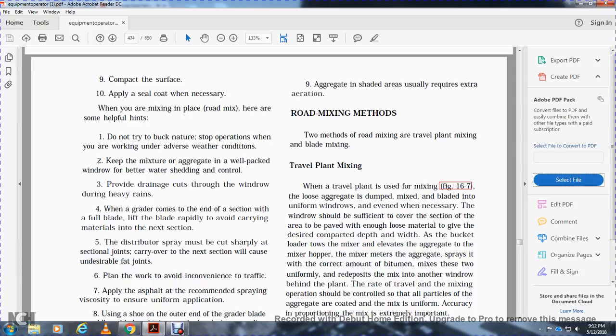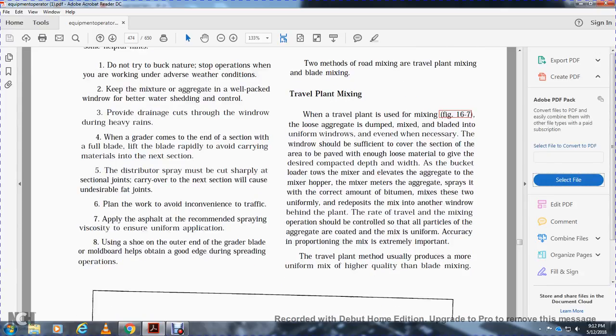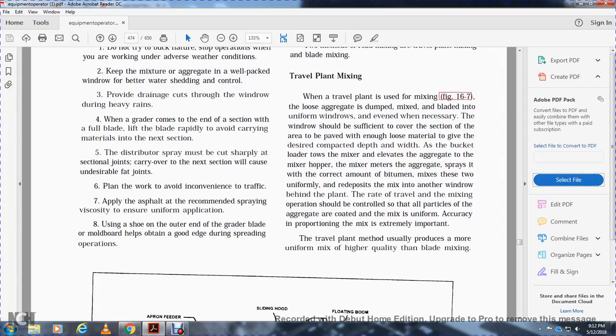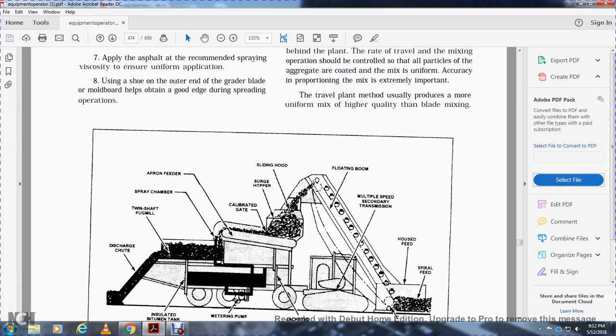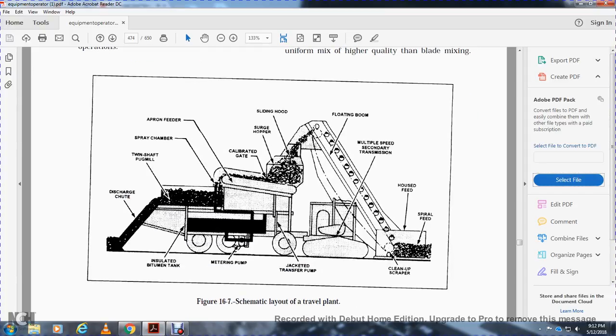The plant mixes the aggregate immediately and sprays it with the correct amount of bitumen. It mixes the two uniformly and redeposits the mix in a windrow behind the plant. The rate of travel of the mixing operation should be controlled so that all the particles of aggregate are coated and the mix is of uniform quality. Proper proportioning of the mixture is extremely important. The travel plant method usually produces a more uniform, higher quality mix than blade mixing.